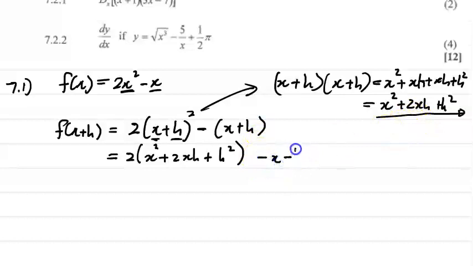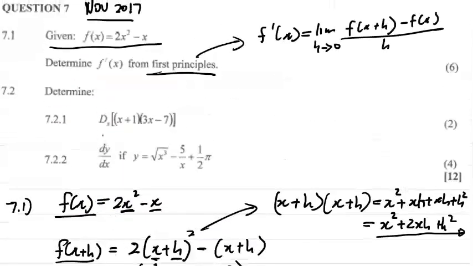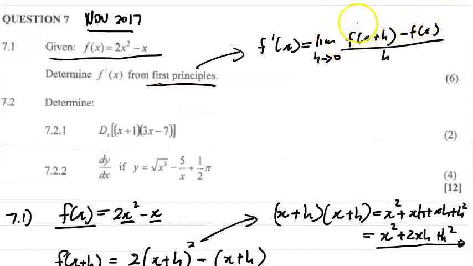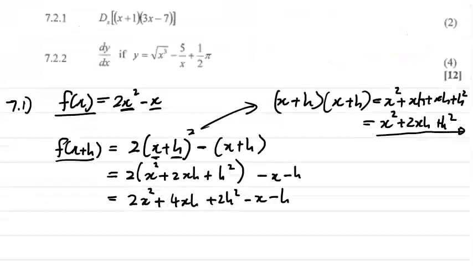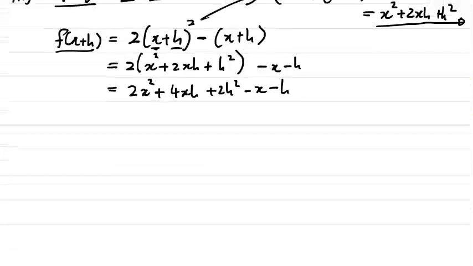Minus x minus h. So now that we've got this, we're going to simplify further. 2x squared plus 4xh plus 2h squared minus x minus h. So we've got f of x plus h, which will fit nicely into your formula. The formula has f of x plus h and f of x. So that brings us to our third step, which is to write down our formula.